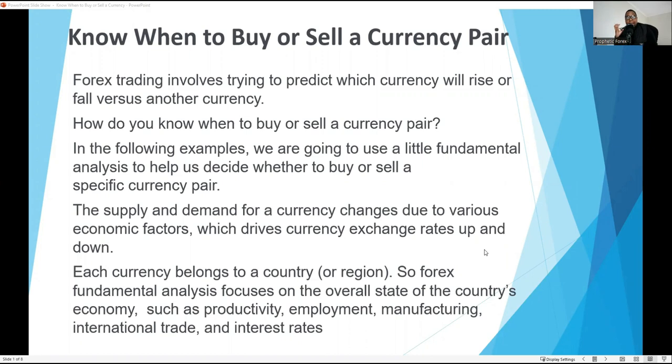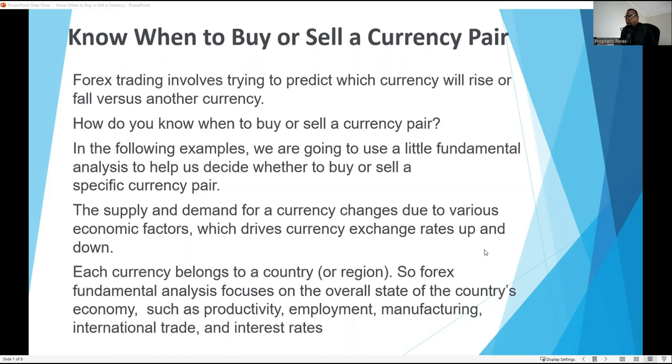Now we're going to take it from the real foundation, and we're going to build up on that concept. In the following examples, I'm going to be using a little bit of fundamental analysis to help us decide where to buy or sell a specific currency pair, or rather even an asset. The supply and demand for a currency pair changes due to various economic factors, which drives the currency's exchange rate up and down.